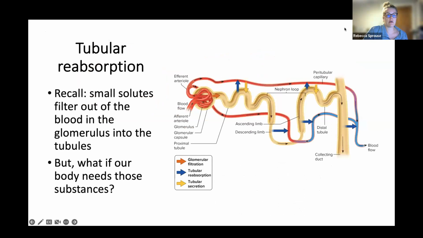So let's talk about reabsorption. A lot of small solutes are filtered out of the blood in the glomerulus into that capsular space. But what if we need some of these substances? So let's just say that we get rid of most of the sodium in our bloodstream and it goes into our tubular fluid, but our body is requiring some sodium because our blood plasma is low in sodium. What we can do is reabsorb some of that sodium. So some of that sodium can move out of the tubular fluid and go back into the bloodstream.